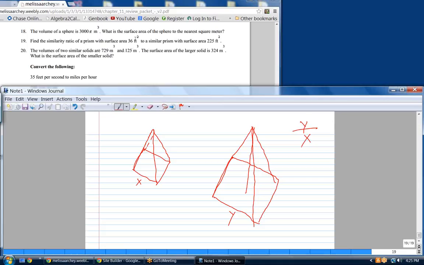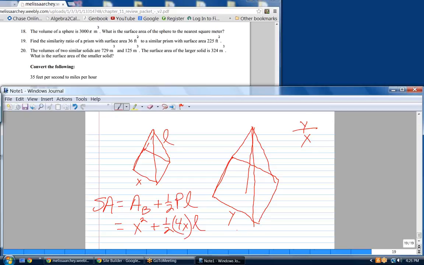It tells me that the first prism has a surface area of 36 square feet. What's the formula for surface area of a pyramid? The area of the base, x squared, plus half the perimeter times lambda. So in this case, it's x squared plus 1/2 the perimeter, which is 4x, times lambda, which we don't know.